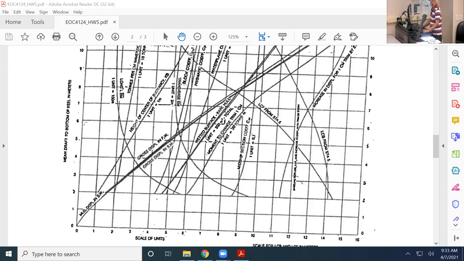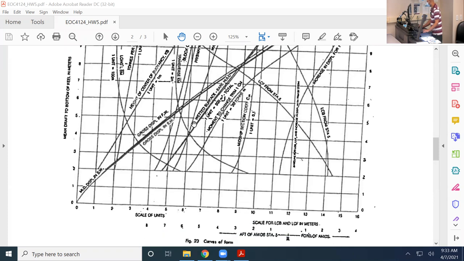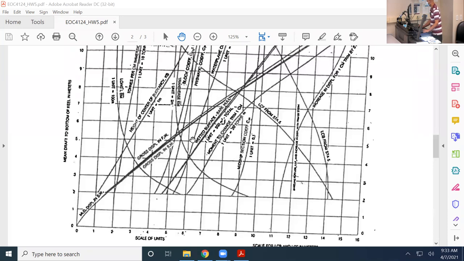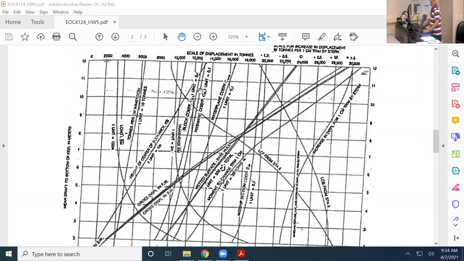So to prevent the need to do integration over and over, we come here and say, all right, let's go through 6 meters and go until we hit the curve that shows gross displacement in fresh water and in salt water. Let's assume we're operating in the ocean. Where do we hit the 6 meter line and the curve over here? What is the displacement value? There are multiple x-axes, because there are many different things listed here. The displacement is actually on top. See here, scale of displacement in tons. So 6 meters for this hull in salt water would be roughly 12,200 tons. We didn't need to do any sort of integration. Same thing with other quantities.